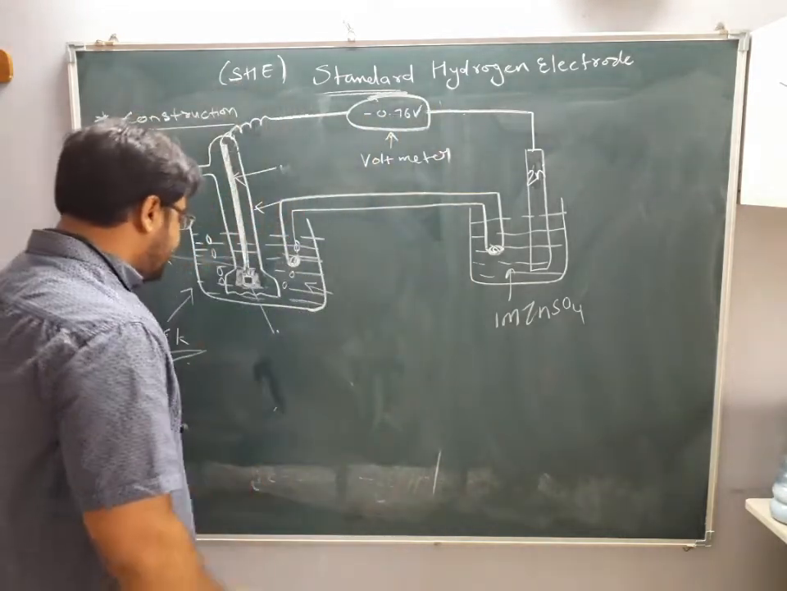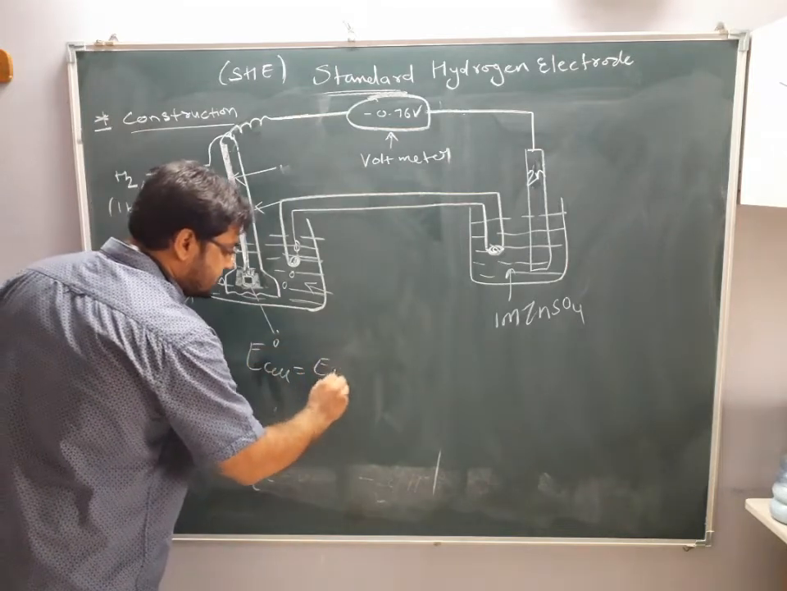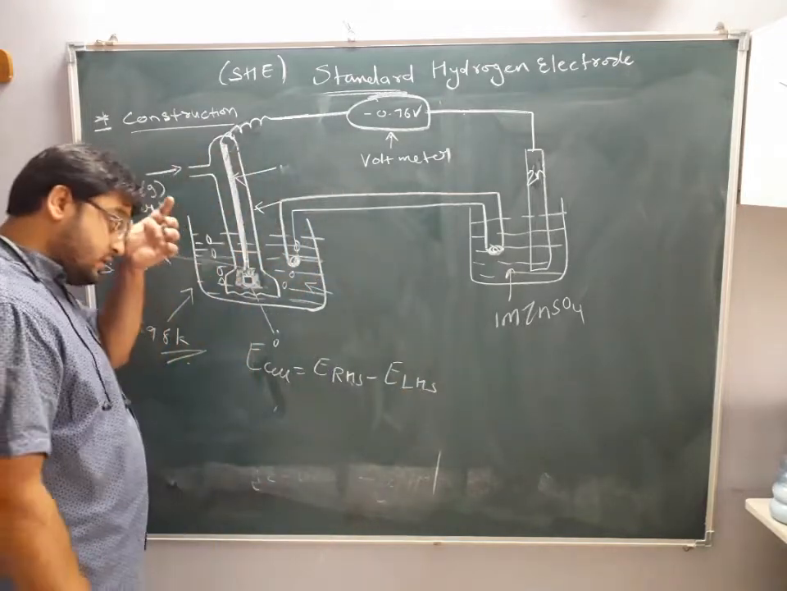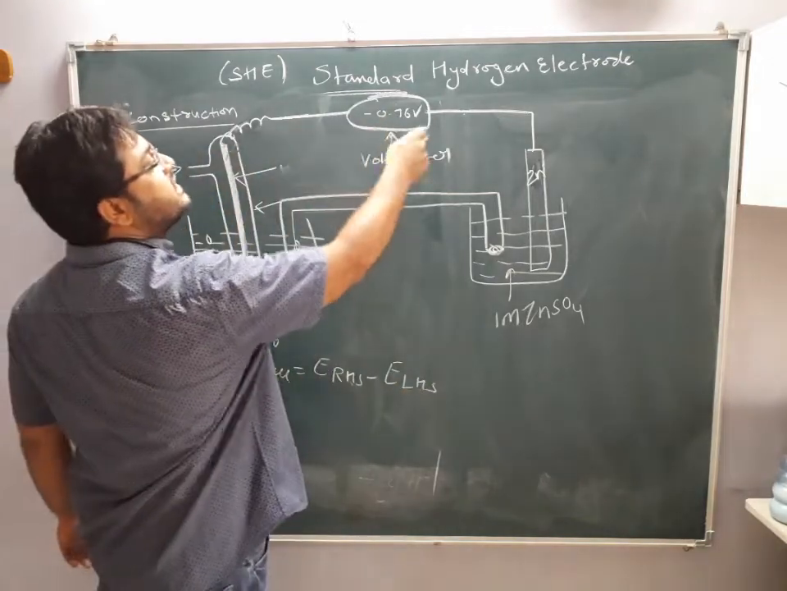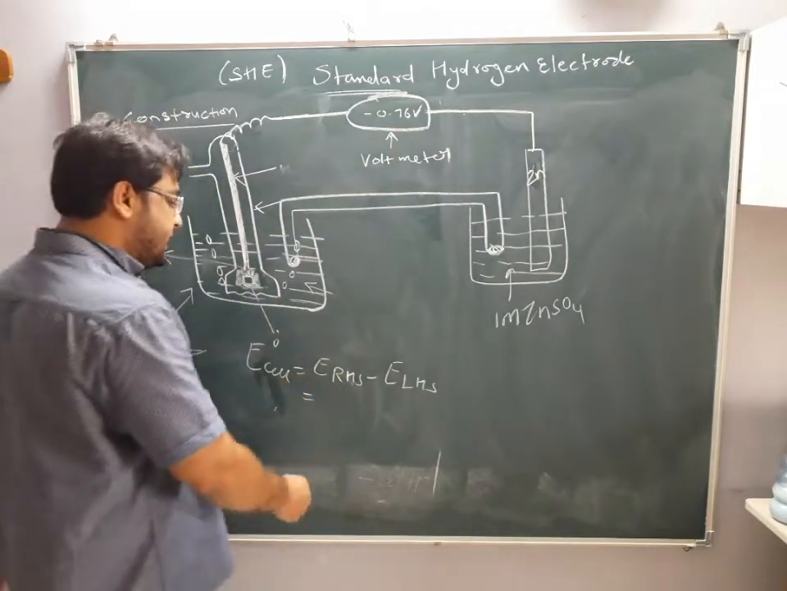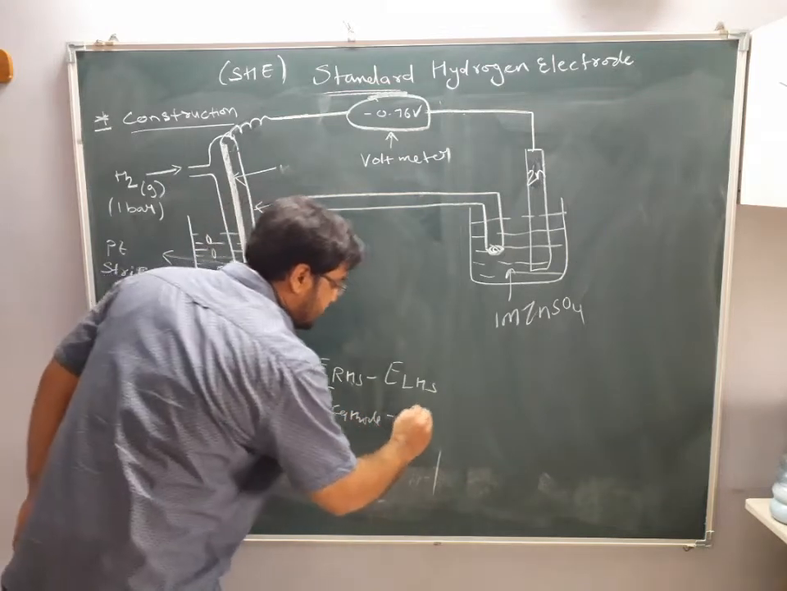So what will I do? I will write down E cell. You know E naught cell equals E RHS minus E LHS. Yes or no? Now I want to know, this is nothing but the net cell potential value. Clear? So what have I done? E RHS means E cathode and minus E anode.